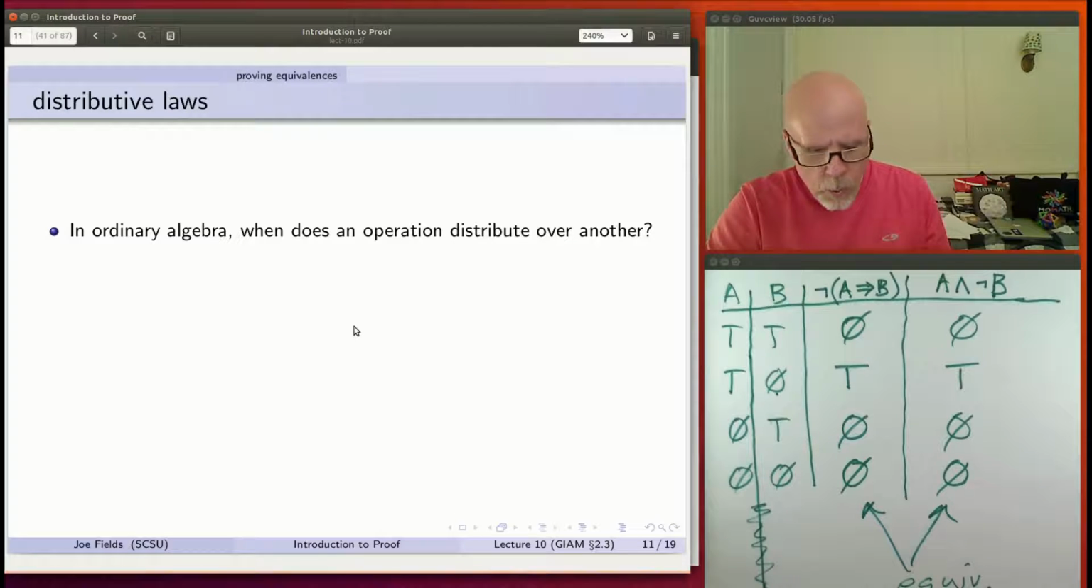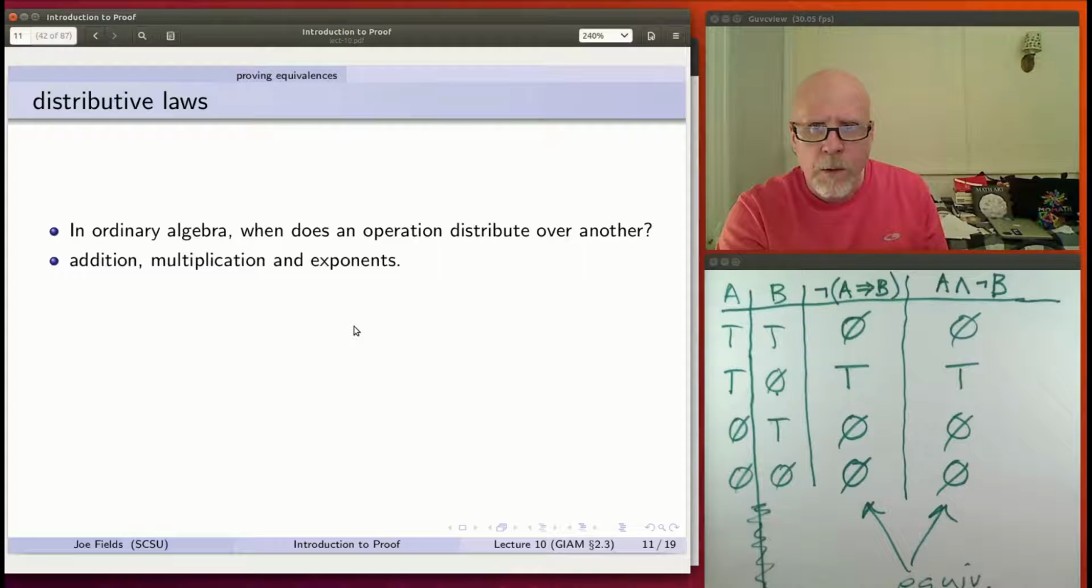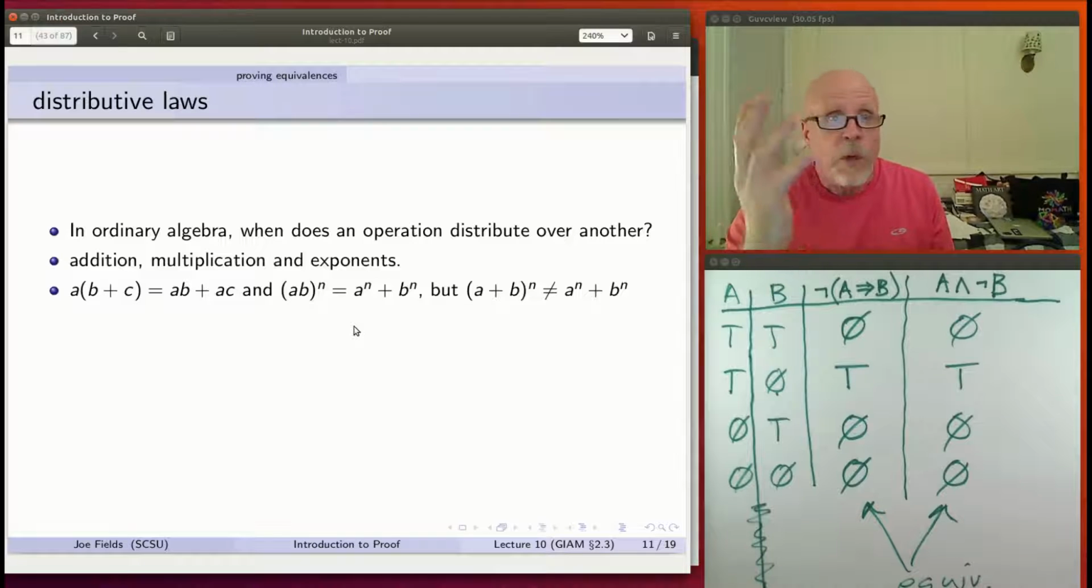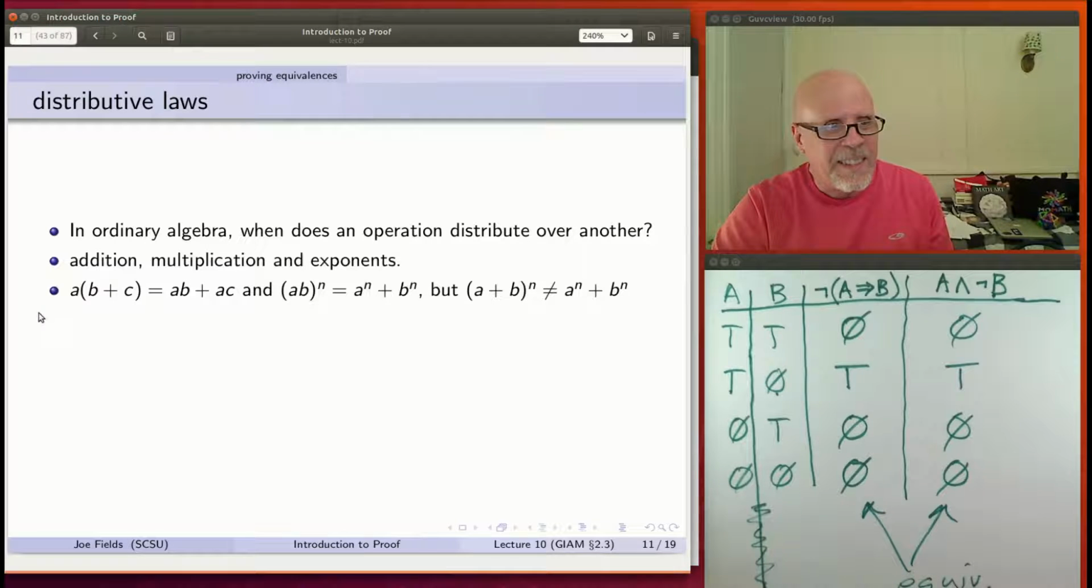So in ordinary algebra, when does an operation distribute over another operation? You've got basically these three operations: addition, multiplication, and exponentiation. So when do they distribute? I put them all down here. This is multiplication over addition. A times B plus C, that'll be AB plus AC. That's true. That's a valid rule.